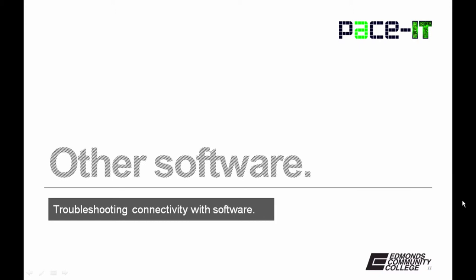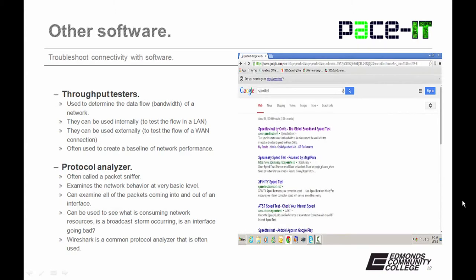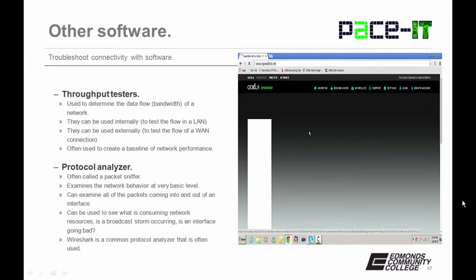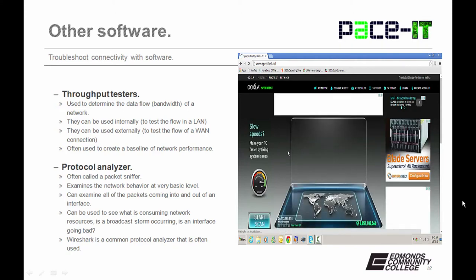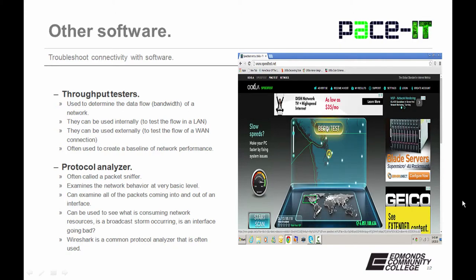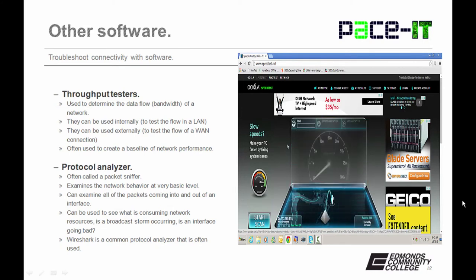Now let's move on to some other software that you can use for troubleshooting connectivity. The first piece of software we're going to talk about are throughput testers. These are used to determine the data flow or bandwidth of a network. They can be used internally to test the flow of a LAN, or they can be used externally to test the flow of a WAN connection. They're often used to create a baseline of network performance.